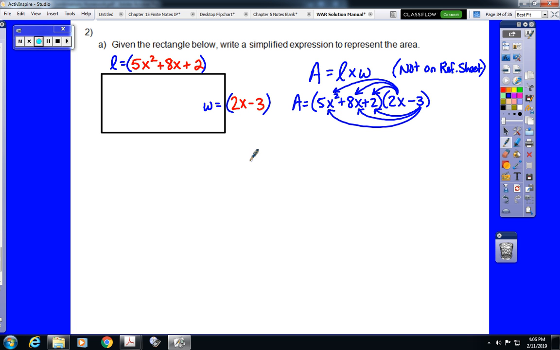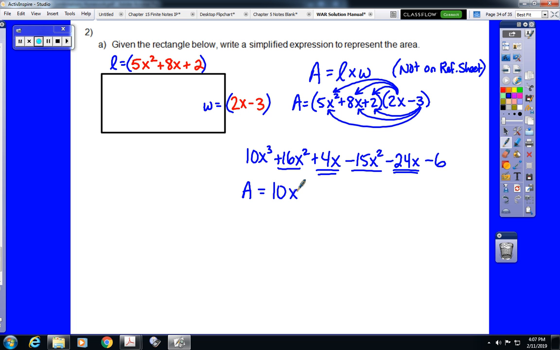2x times 5x squared is 10x cubed. 2x times 8x is 16x squared. 2x times 2 is 4x. Negative 3 times 5x squared is negative 15x squared. Negative 3 times 8x is negative 24x. Negative 3 times 2 is negative 6. And then our final step would be to combine the couple pairs of like terms, giving us that the area of our shape is 10x cubed plus 1x squared minus 20x minus 6.